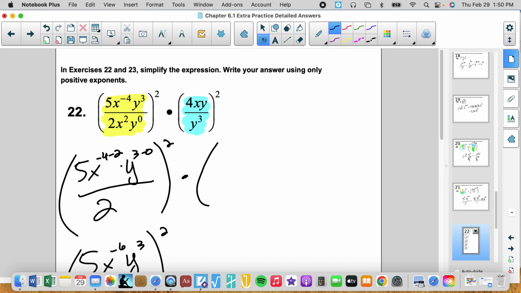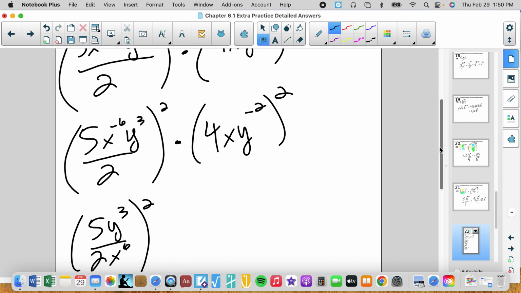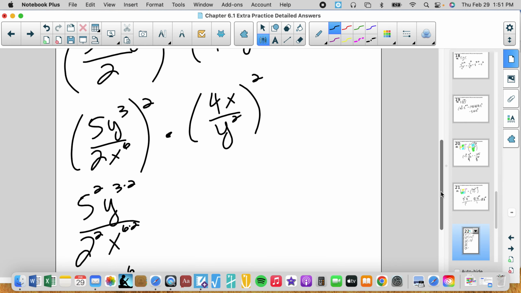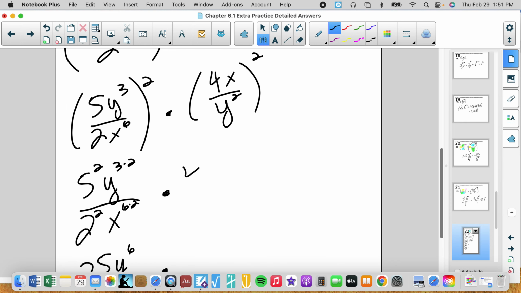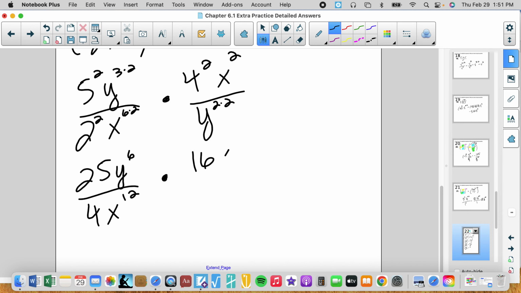So we're going to simplify that. That's 4x y to the 1 minus 3, squared. So that can simplify to 4xy to the negative 2nd, squared. And let's get rid of that negative exponent. So that's 4x over y squared, to the 2nd. Now let's distribute it out. So that's 4 to the second x to the second over y to the 2 times 2. And we get 16x to the second over y to the fourth.